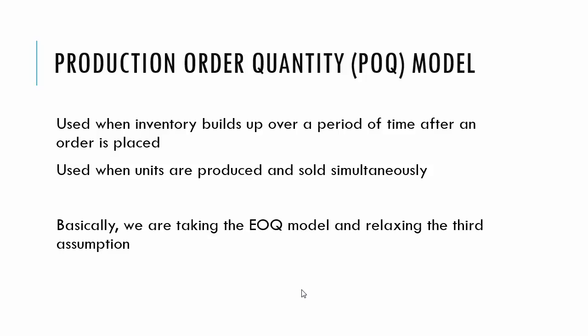So the next deterministic model that we're interested in is the production order quantity model, the POQ. It's used when inventory builds up over a period of time or after an order is placed, or I like to think of it more as used when units are being produced and sold simultaneously. So I'm producing and selling, which means I have to be producing faster than I'm selling. And basically what we're doing is we're taking the EOQ model and relaxing the third assumption.